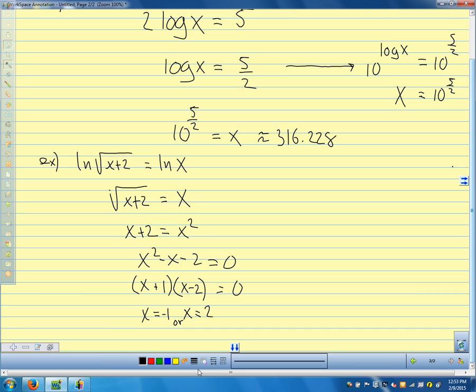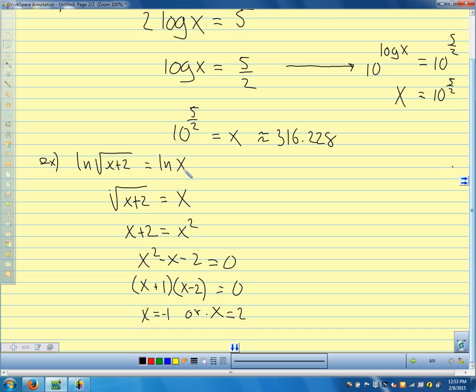We get two answers, so we should check. Do both of these work in our original equation? Two works, because if I plug in 2 here, I get the square root of 2 plus 2, square root of 4 is 2. So I get natural log of 2 equals the natural log of 2. If I plug in negative 1, I have the natural log of square root of 1 equals the natural log of negative 1.